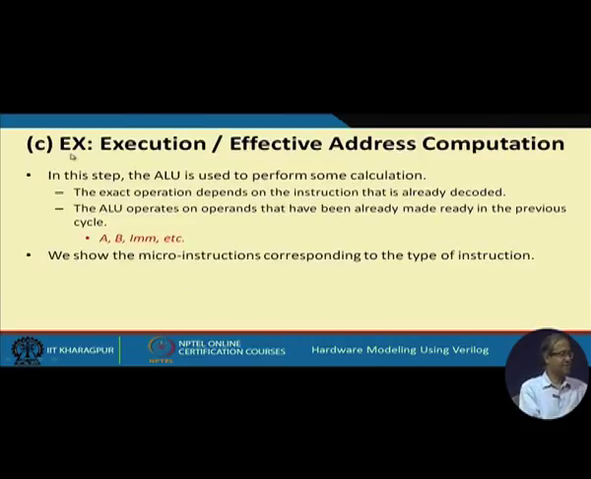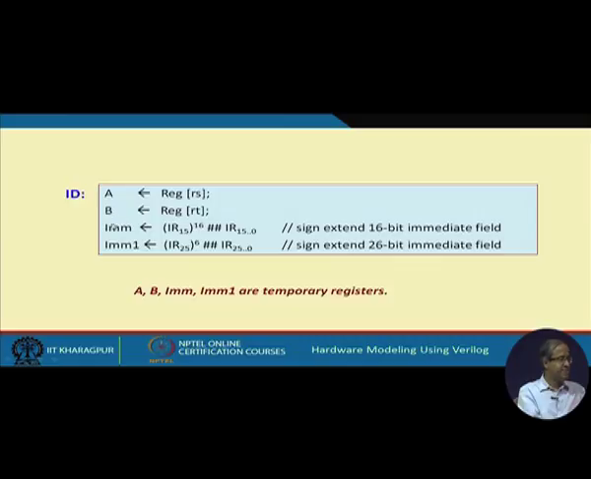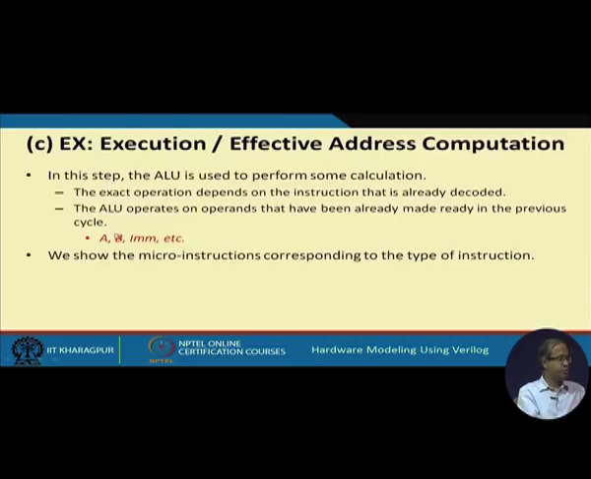Then comes the execution step, EX. Here we either execute the arithmetic and logic operation, whatever is asked for, or we calculate the effective address for load and store instructions. Basically, in this step the ALU is carrying out some operation. Now, the exact operation will of course depend on the instruction, and the operation will be carried out on numbers which are already generated by the previous stage: A, B, IMM.